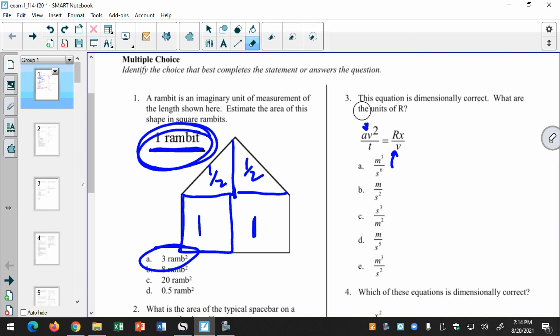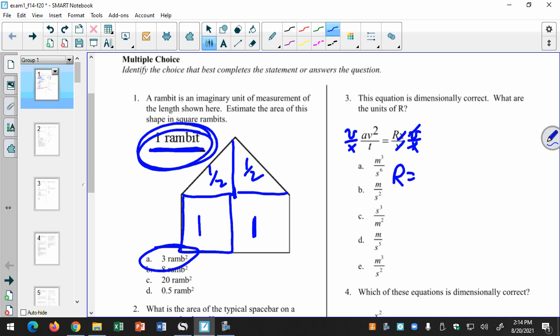So let's just stop that. I know in class we were able to do that, and that is a good first step, to see if you can simplify the equation first. But here, we want to solve the equation for R. In order to do that, we multiply both sides by v over x. These cancel, those cancel, and I'm left with R is equal to a v cubed divided by x t.